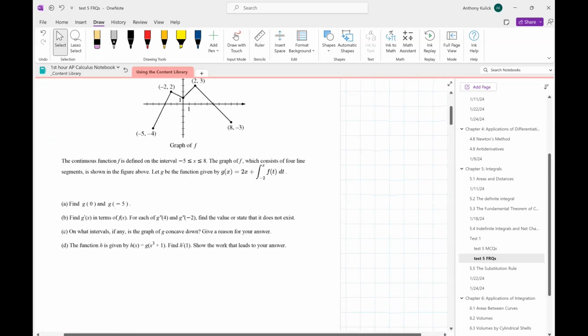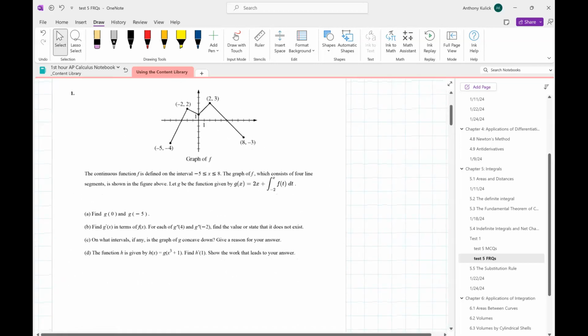All right. So let's take a look at this one. This says the continuous function f is defined on the interval from -5 to 8. The graph of f, which consists of 4 line segments, is shown in the figure above. Let g be the function given by g of x equals 2x plus the integral from -2 to x of f of t dt. Find g of 0 and find g of -5.